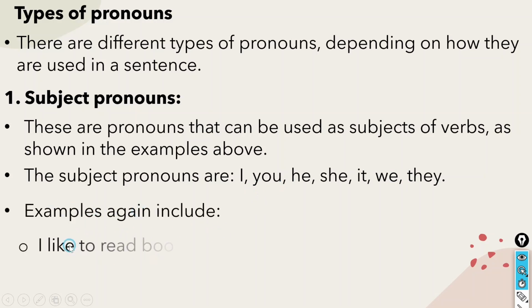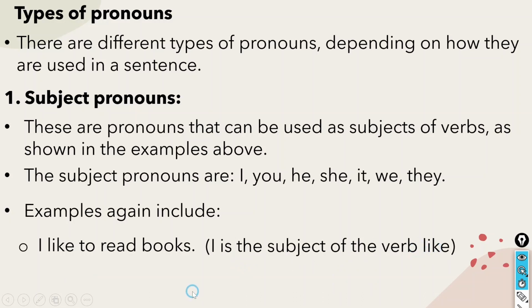Examples again include: I like to read books. So here the subject is I, of the verb like. It is the doer. So I, which is a pronoun, is the doer of the like, so I here is a subjective pronoun. In the previous lesson, we said it is playing a role of subject of verb. But under the types of pronouns, those pronouns that act as subject of verbs become subject pronouns. So here I is the subject of the verb like, so it is the subject pronoun.